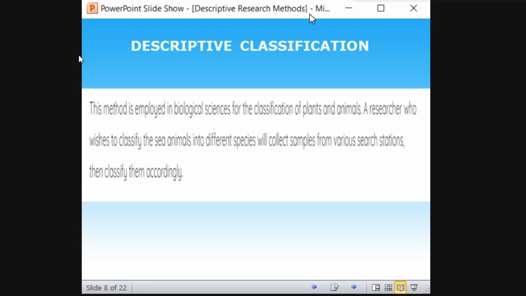The next type is classification. This method is usually employed in biological sciences for the classification of plants and animals. For example, a researcher who wishes to classify sea animals into different species. There are lots of sea organisms underwater, and he wants to classify them. He will collect samples from various search stations and classify them accordingly. Like he will collect samples from various search stations with respect to the sea, with respect to harbors and sea, right? And he will classify them. He will collect species.